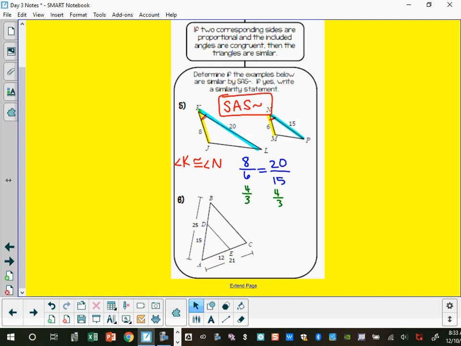You guys have to make sure you're not getting into a habit of just seeing, oh, this is side, angle, side, and then marking it down. You have to be able to check your proportions.